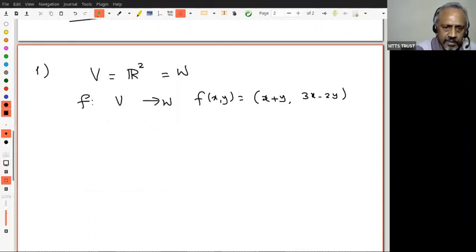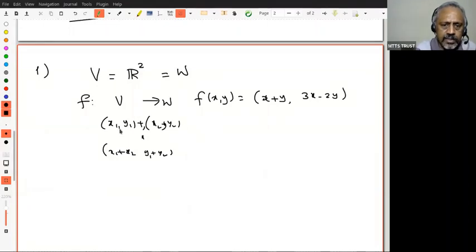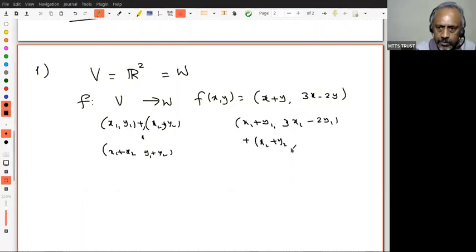So what are the things I should check? I have (x1, y1), this is a vector, (x2, y2), this is a vector, and add them. What will I get? I will get (x1 plus x2, y1 plus y2). Now I should look at the image of (x1, y1). That will be (x1 plus y1, 3x1 minus 2y1), plus the image of (x2, y2). That will be (x2 plus y2, 3x2 minus 2y2). You understand?